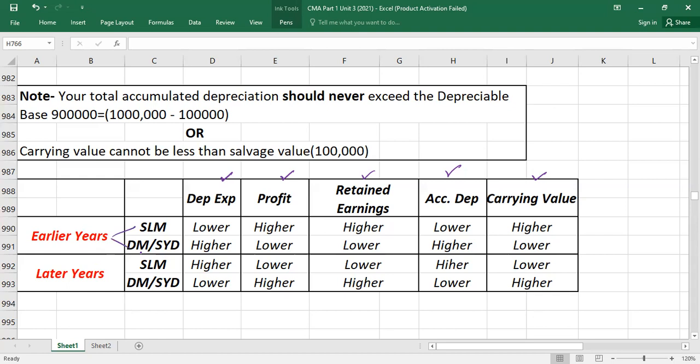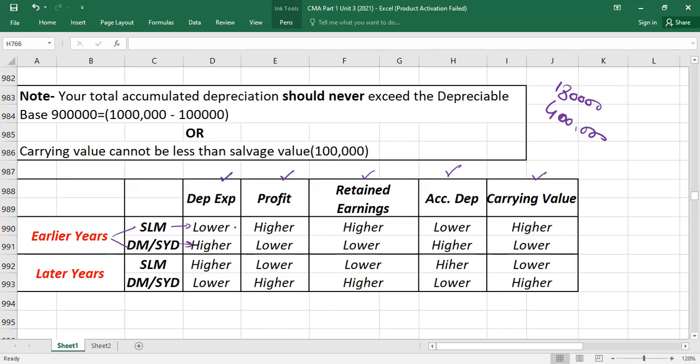So which method will give you higher depreciation in earlier years? Straight line method always gives you lower. If you remember, in the straight line method, every year depreciation was 180,000. But under the declining method, first year depreciation was 400,000. Under declining, we did the example, you can refer back. It means the straight line method will give you lower depreciation in earlier years and declining will give you higher depreciation.